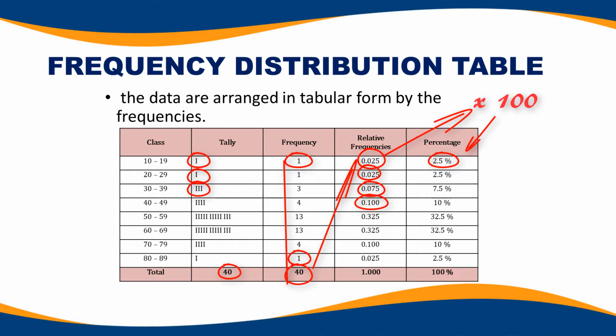0.075 is 7.5. 0.325 is 32.5, until you reach the last one, 0.025 times 100 is 2.5%. Total of 100%. And how will you construct the frequency distribution table?